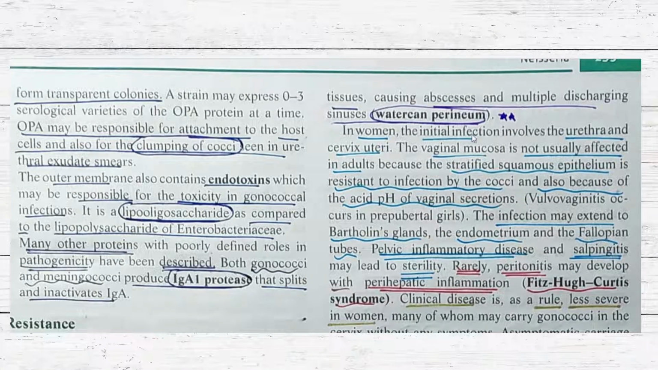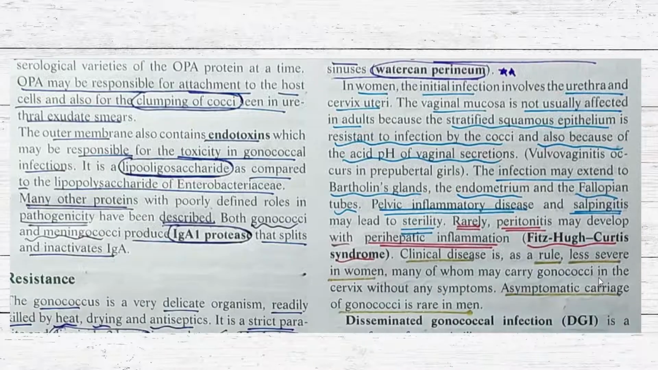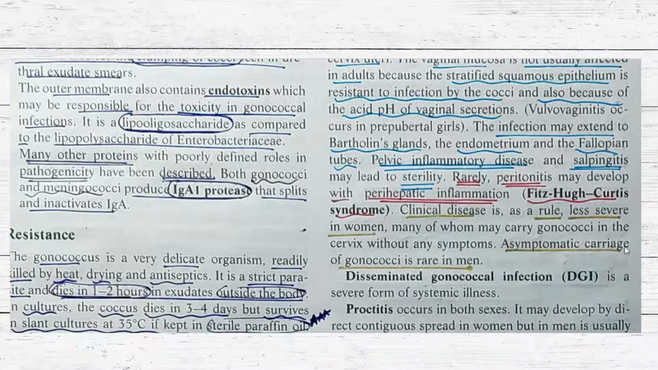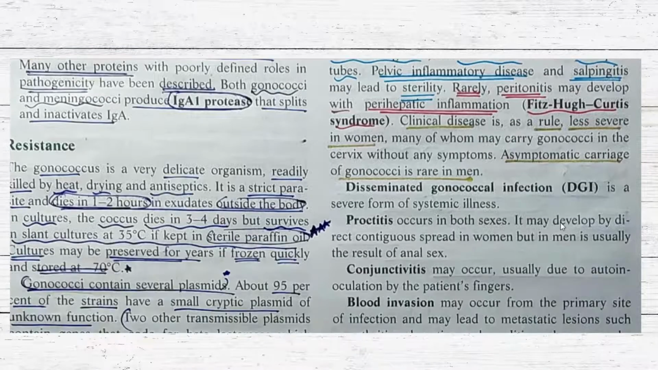The initial infection involves the urethra and cervix uteri. Then the infection will extend to Bartholin's glands, endometrium, and fallopian tubes. It can also progress as pelvic inflammatory disease (PID), and salpingitis can lead to sterility. Rarely you will find peritonitis with perihepatic inflammation, called Fitz-Hugh-Curtis syndrome. Clinical disease is less severe in women. Asymptomatic carriage of gonococci is rare in men, but you will find asymptomatic carriage in women.